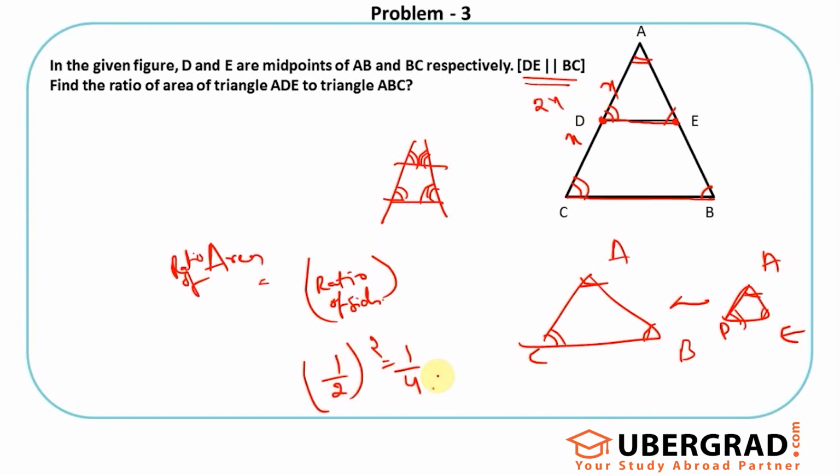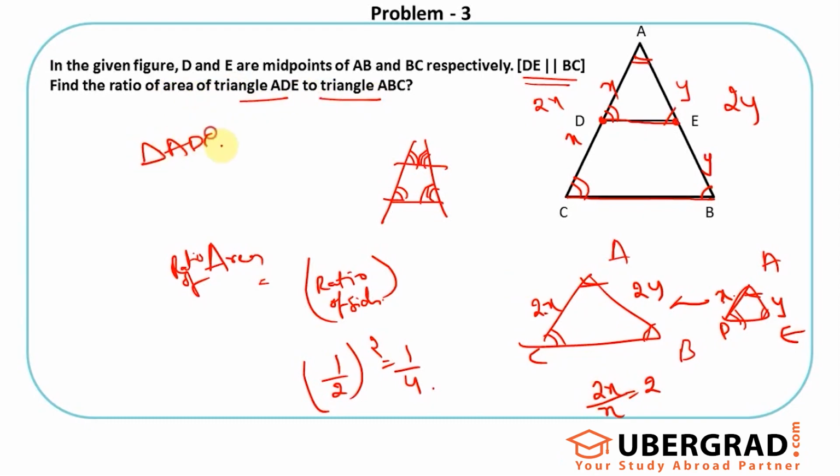Let me just repeat it. AC is 2x and AD is x, right? Because these are midpoints. If I take AE as y, this will also be y because E is midpoint, and this is 2y, AB is 2y. So this will be 2y, this will be y. Any two sides I take, 2x by x is 2. If I am trying to do triangle ABC by ADE, but they are asking us the ratio of triangle ADE to triangle ABC.